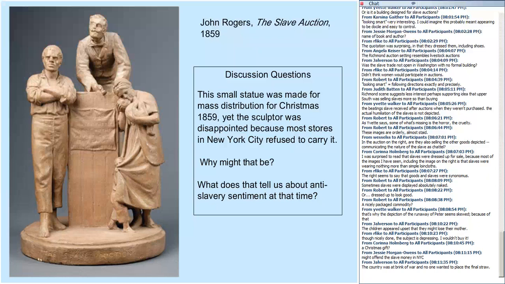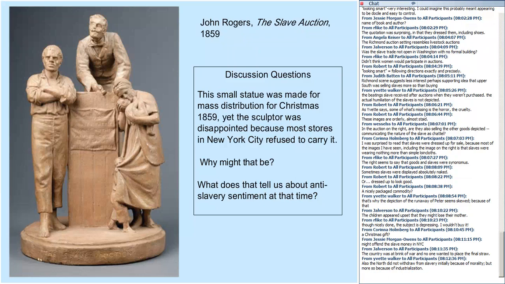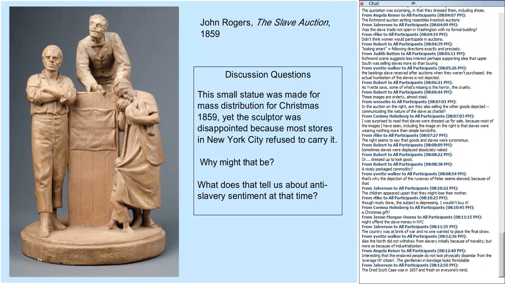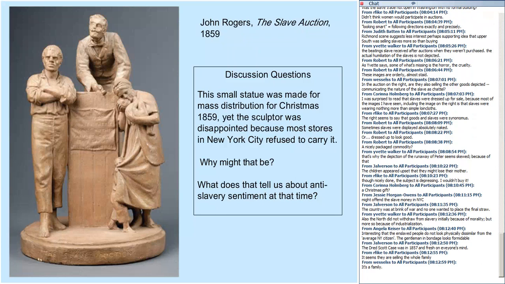What do you all think about the depiction of this slave auction in comparison to the ones that we were looking at before? What's different about this one? Angela writes, interesting that these enslaved people do not look physically dissimilar from the average New York citizen. The gentleman in bondage looks formidable. And the Dred Scott case, another very good point to the tensions at the time.